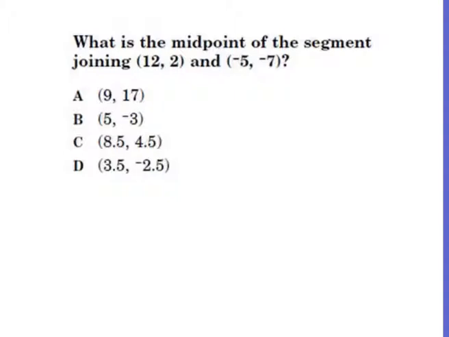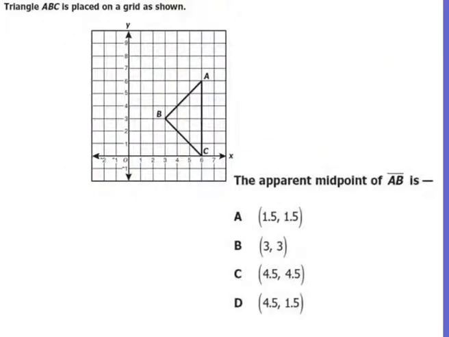What is the midpoint of the segment joining 12, 2 and -5, -7? Okay, pretty straightforward. You just need to calculate the midpoint. Add the x's: 12 plus -5 is 7 over 2. 2 plus -7 is -5 over 2. That's in fraction form. In decimal form, 7 over 2 is 3.5, and -5 over 2 is -2.5.